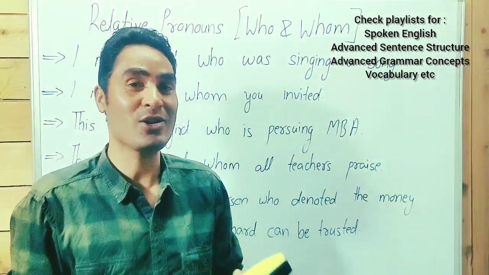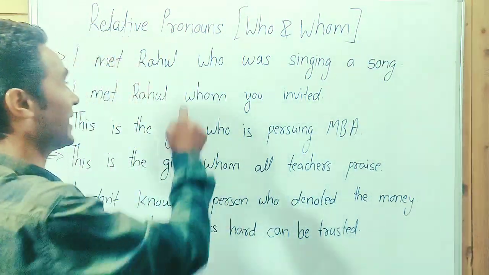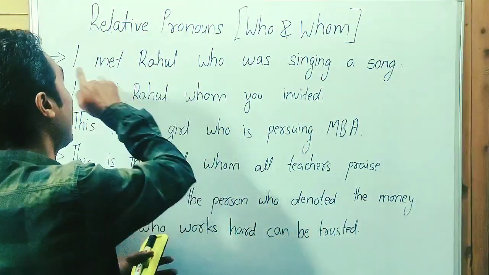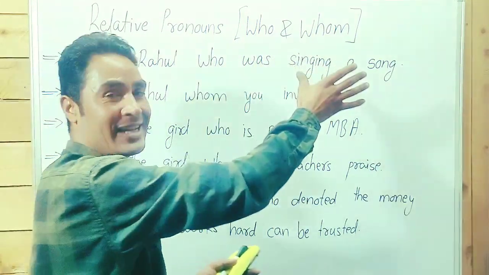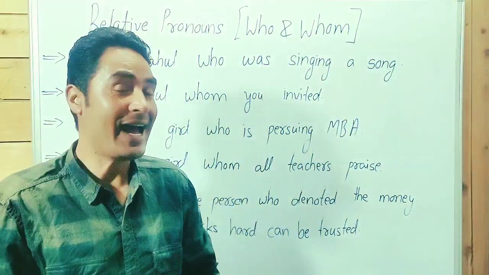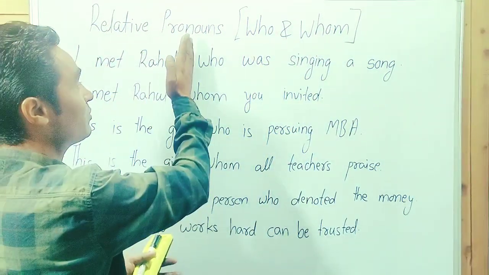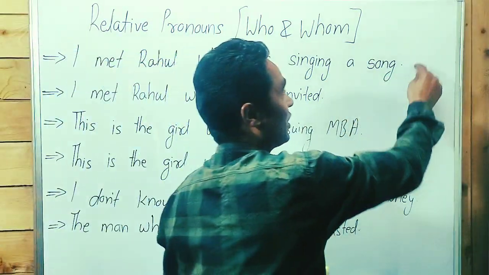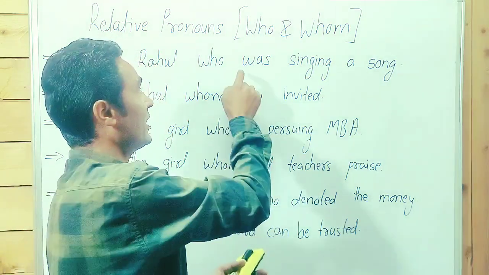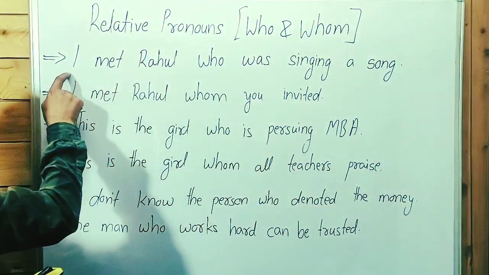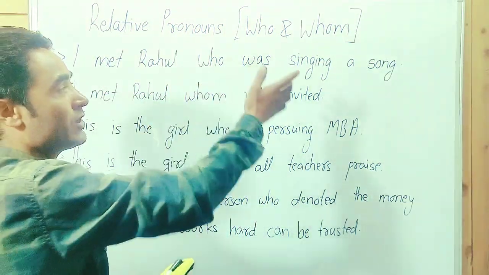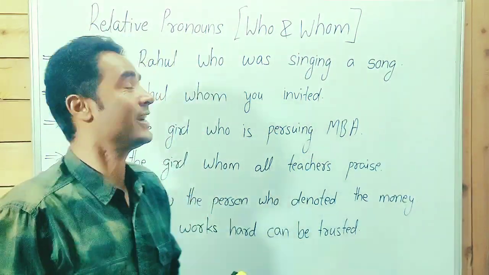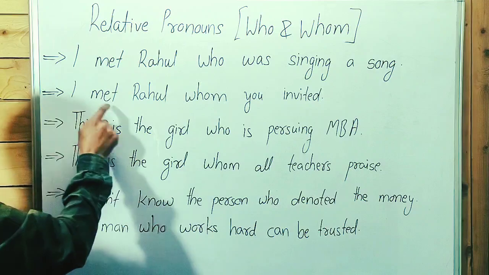As you know, who is used for human beings as a subjective case. Who was singing a song? Rahul. I met Rahul who was singing a song. Here, who is used as a relative pronoun. Guys, point to note, if the sentence were Who was singing a song? with a question mark, it would be an interrogative pronoun. But here in this sentence, I met Rahul who was singing a song, it's a relative pronoun. Who is a relative pronoun, subjective case.